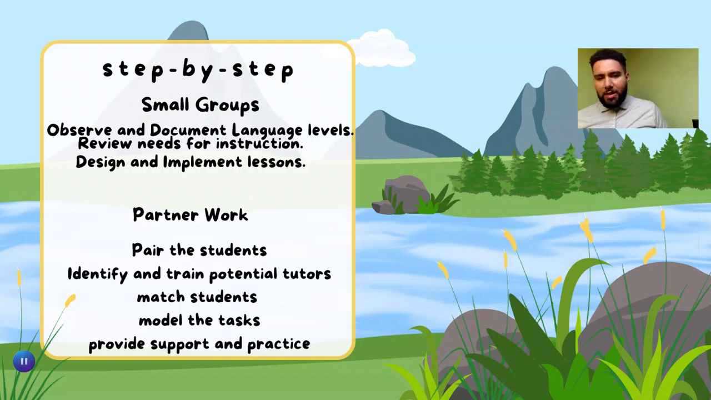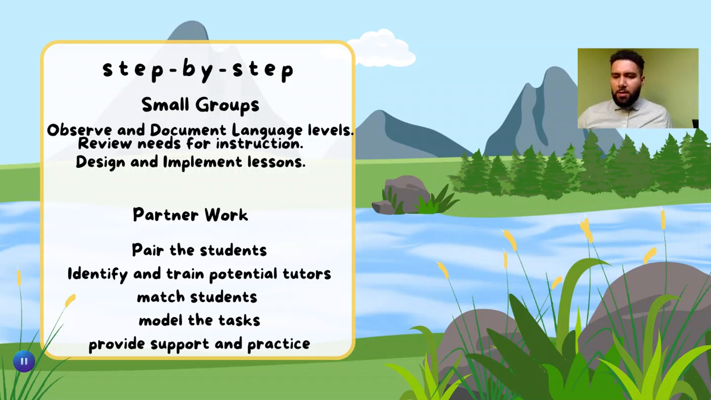Designing and implementing lessons is the next step. Think about what you can do to have students that already know the skill continue to improve, and those that don't know it be able to rotate into either cooperative groups or partner work so that they can work with a teacher or work with, I guess you could call this one, a specialist in the skill so that they could receive the help that they need. For partner work, the first step is to pair the students.